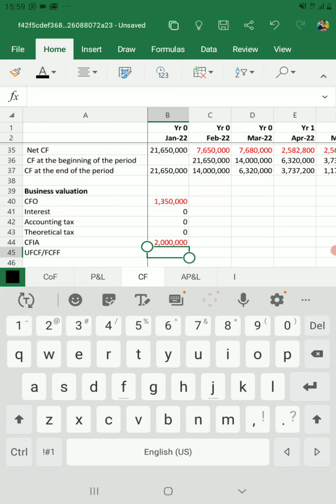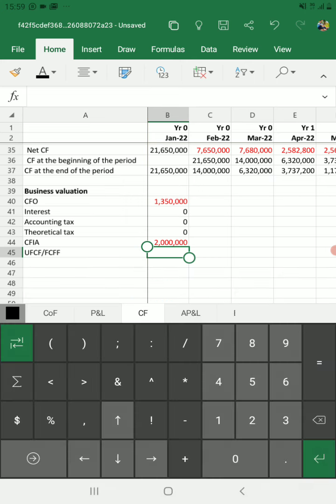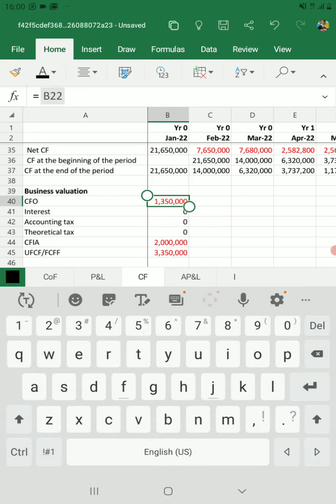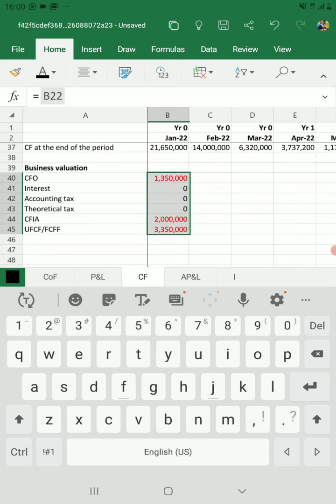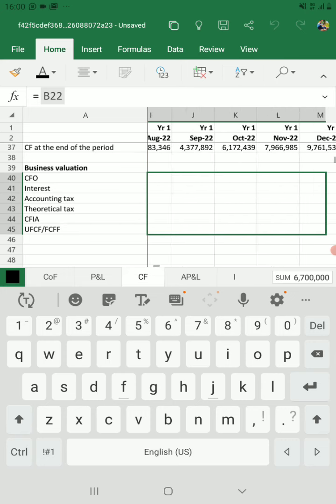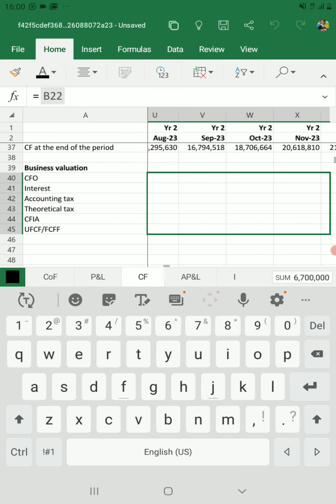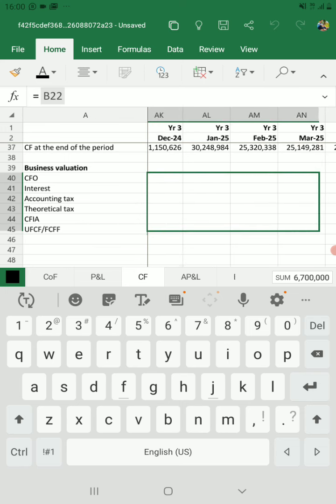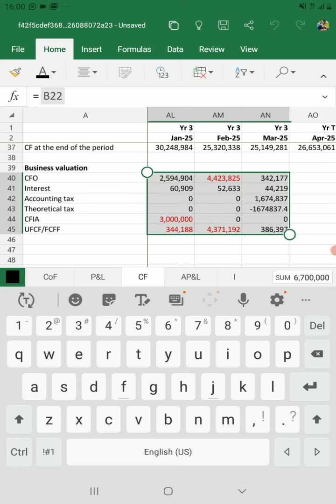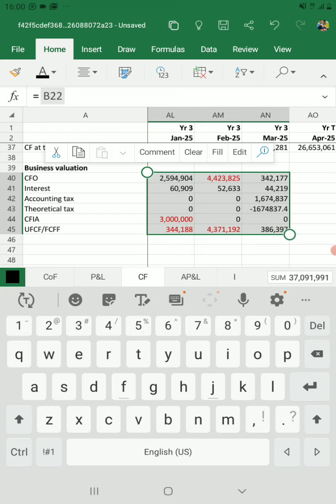And so our unlevered free cash flow is simply the summation of all those. Press enter. So I just select these and then fill them to the rest of our projection period. Year 3 here. Okay, so we have now our numbers to use for, let me arrange these numbers.